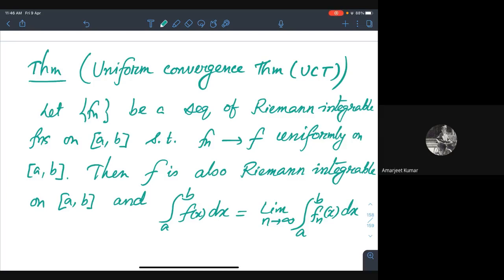For pointwise convergence, integration and limit cannot be interchanged. Differentiation and limit cannot be interchanged. For uniform convergence, integration goes very well. You can change limit and integration. For differentiation, there is a problem. We need extra steps: uniform convergence of the derivative. All right? Is this clear?